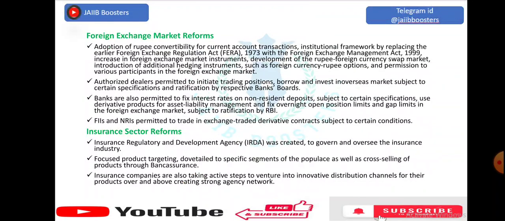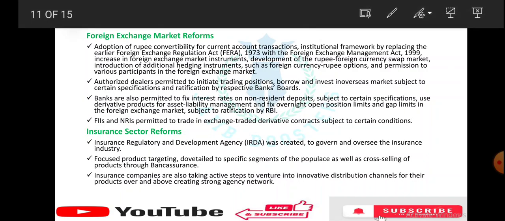Next, foreign exchange market reforms. FERA 1973, which is the Foreign Exchange Regulation Act, was replaced by FEMA, which increased the foreign exchange market instruments, and authorized dealers were also permitted. What is the main aim of authorized dealers? They deal with how to manage and invest overseas. FIIs and NRIs are permitted to trade in exchange traded derivative contracts.